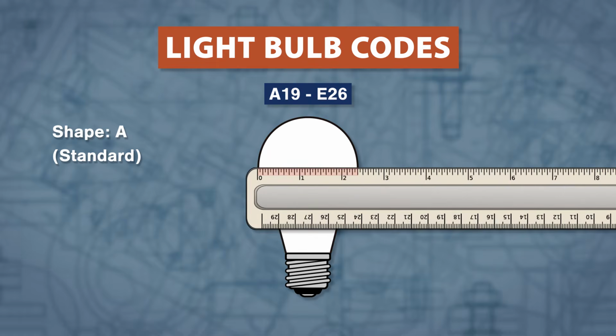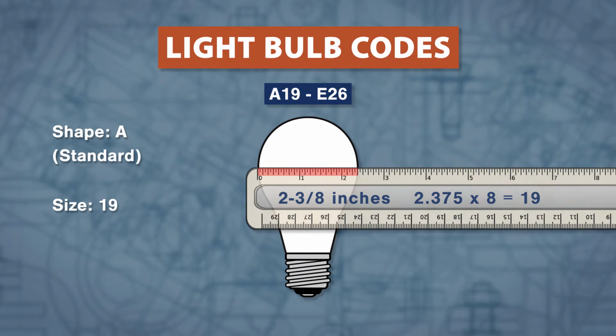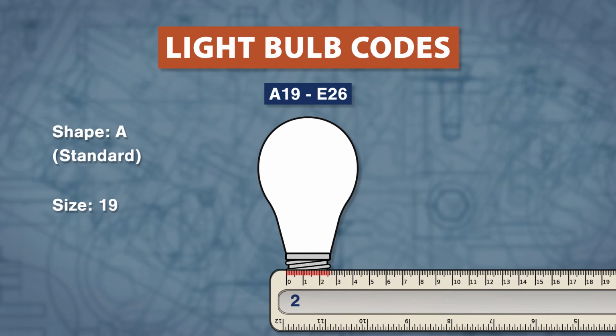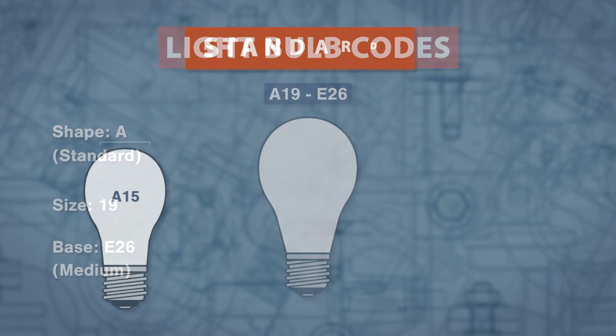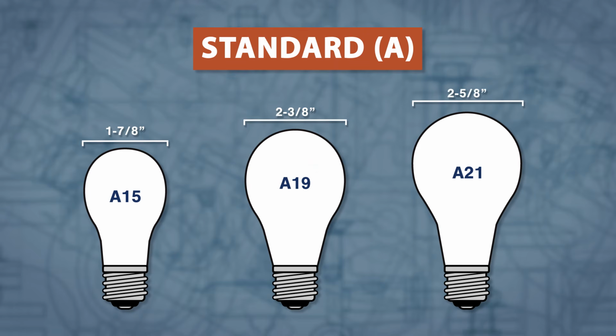For the bulb size, measure the diameter in inches, then multiply that number by 8. Now measure the base in millimeters. This gives us an A19 bulb with an E26 medium screw base. A19 is the most common, but many bulbs use the A15 and A21 sizes.